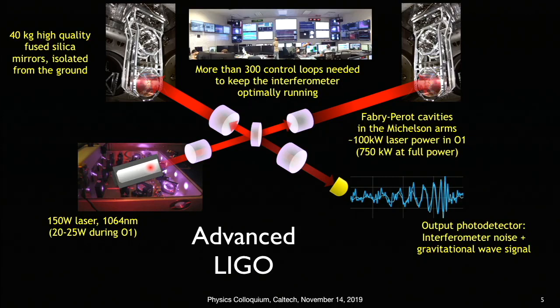These are Fabry-Perot cavities, so the laser beam bounces back and forth to the point that we have on the order of 100 kilowatts of power within the cavity. And then as the two beams recombine, they power an additional cavity over here to amplify the outputs. And then what we look at is a time series, which is read at the output port over here.